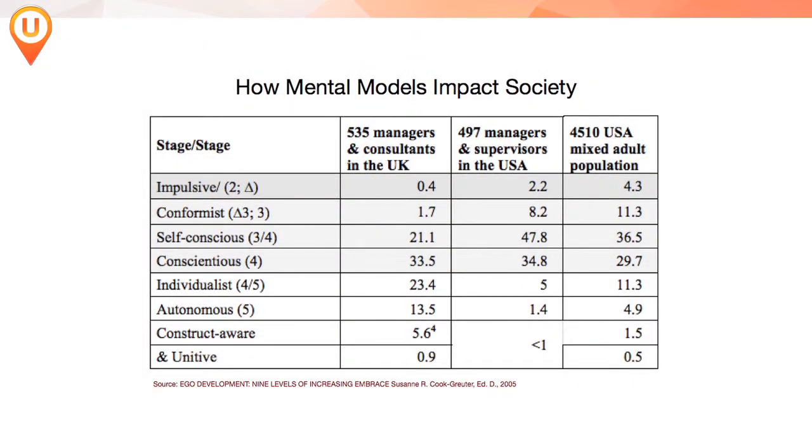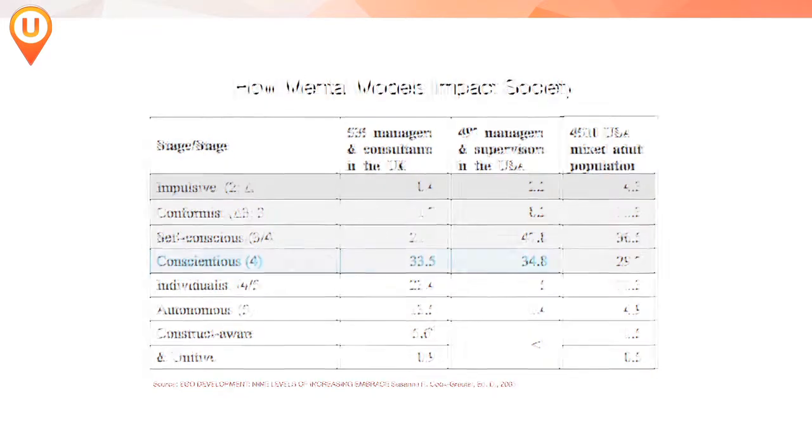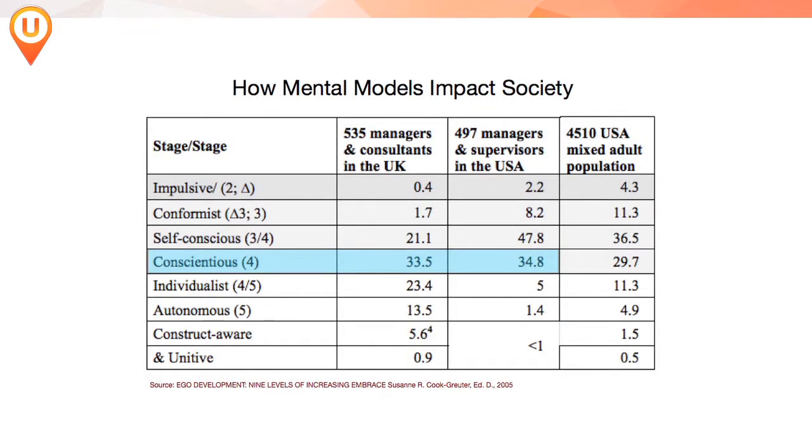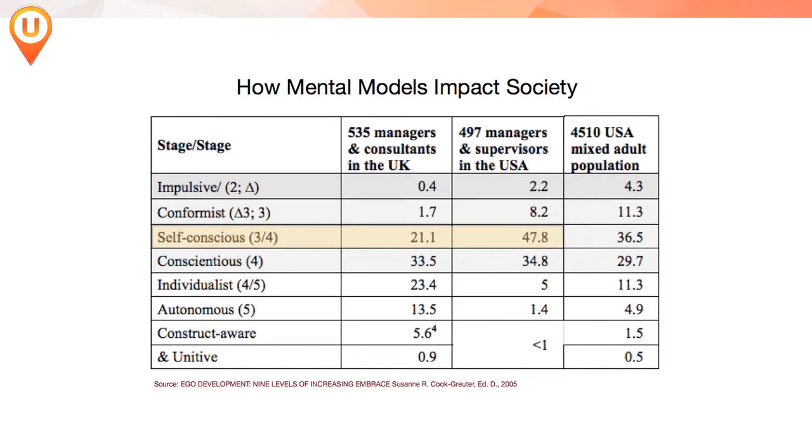And if we look at this next table here, then we can see how these are distributed across managers and consultants, for example, in the UK or in the USA, and then more broadly across the population. So here's taking Cook-Greuter's model again and seeing that, in terms of managers in the UK, 33.5% hang out at the conscientious level, that she would name it as, whereas in the USA, there's more who are present at the self-conscious level, so her third level there.